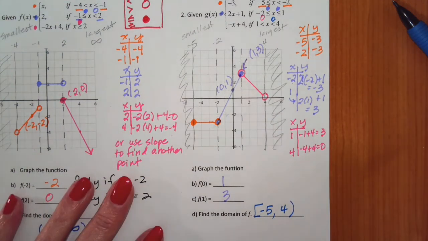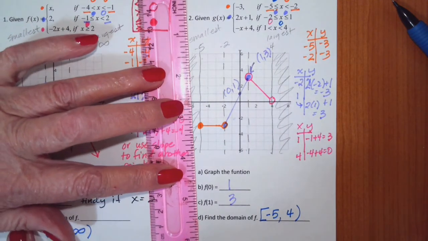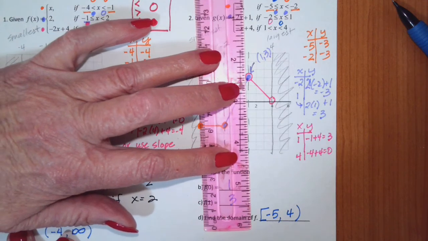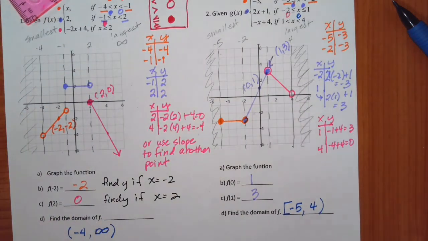And now we can also see the domain here again. There is a y value for every x between -5 and 4. Okay, the end.